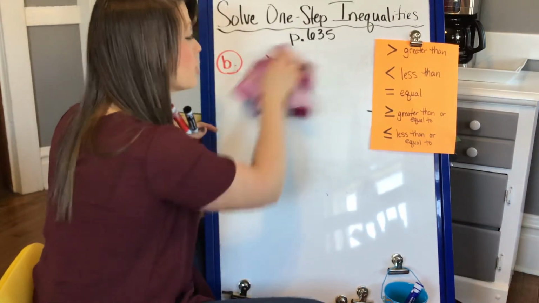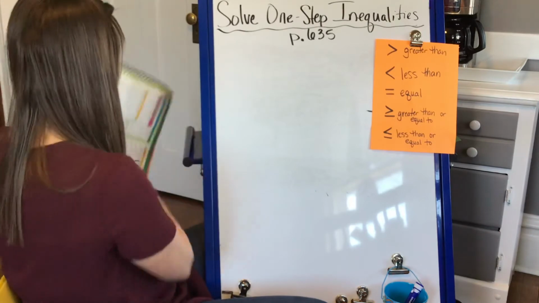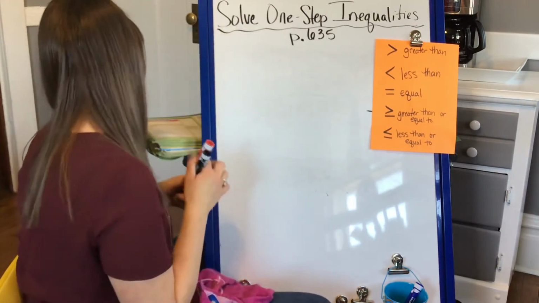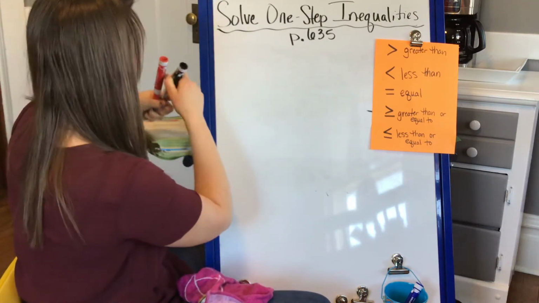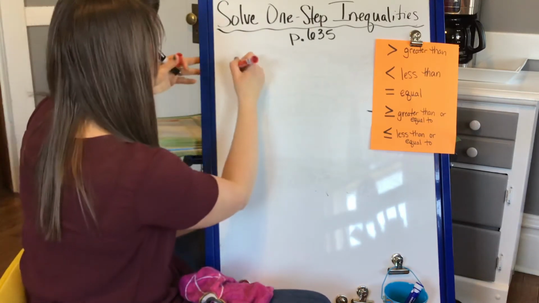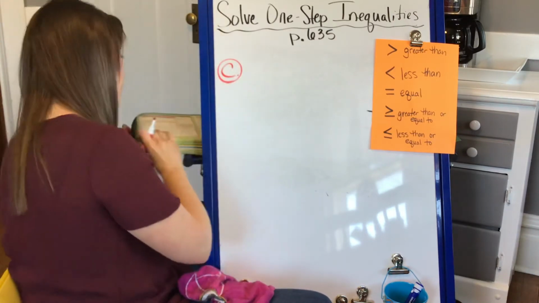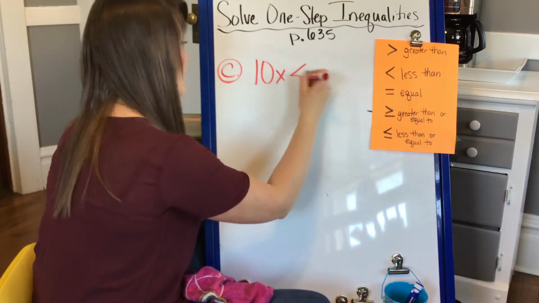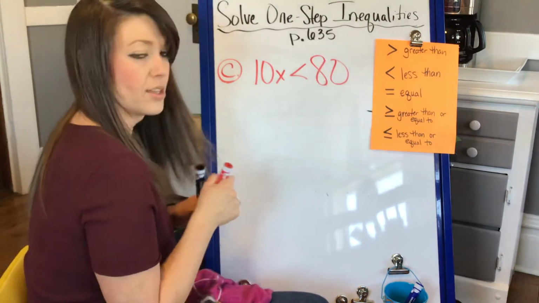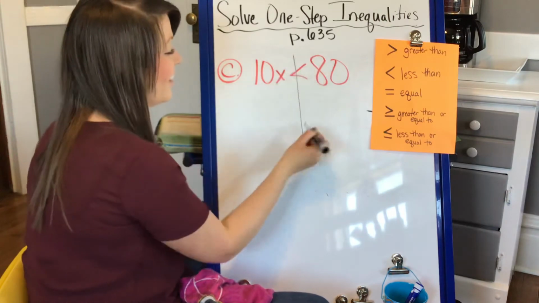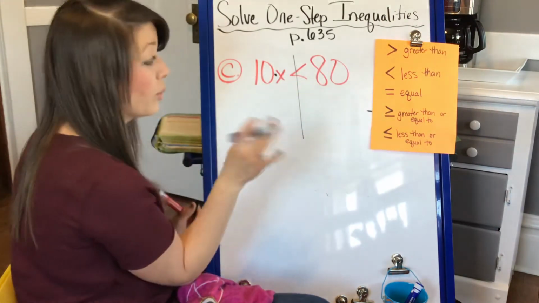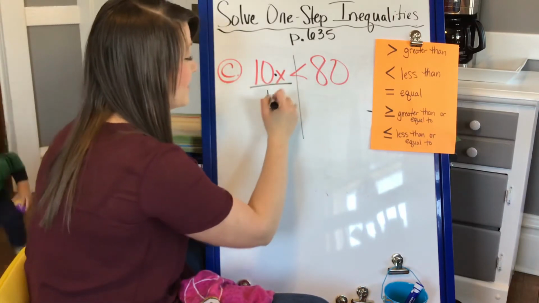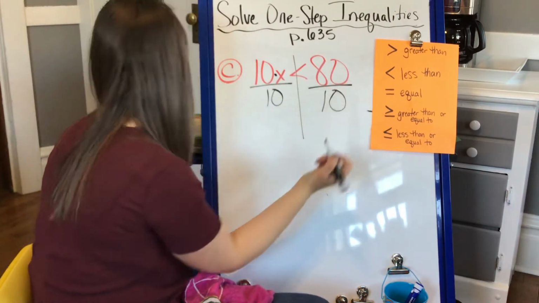Alright, so now we're going to get a little bit trickier because they're multiplication and division ones. Sometimes they're a little bit harder. The next one we're going to do is letter C, on page 637. Letter C is 10x is less than 80. So I'm going to draw my line. Right now this is a multiplication problem, so I want to do the inverse or the opposite. The opposite of multiplication would be division. Divide by 10 on both sides.